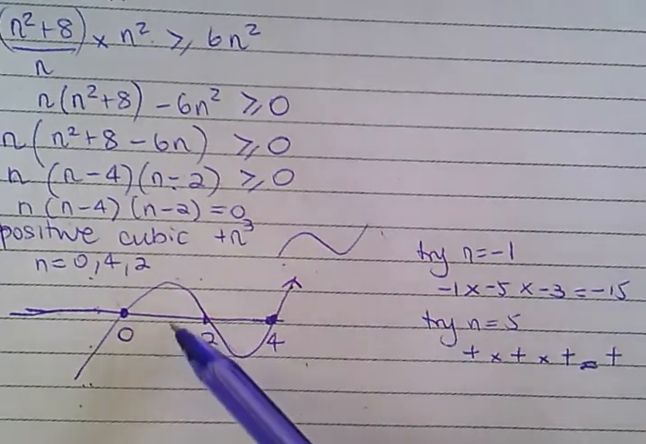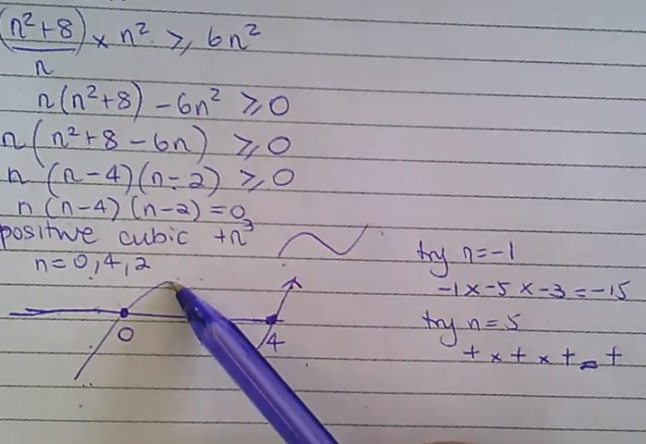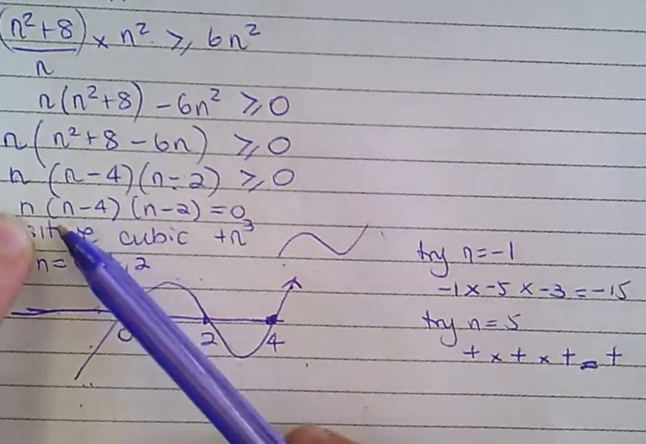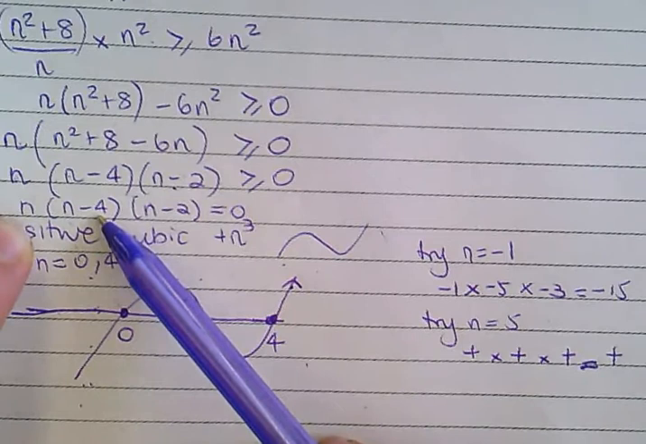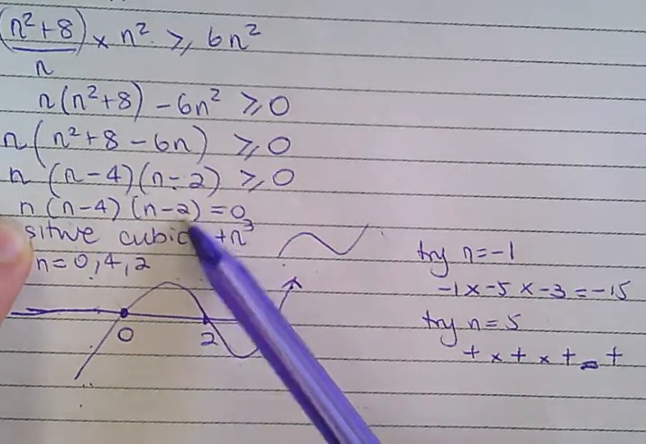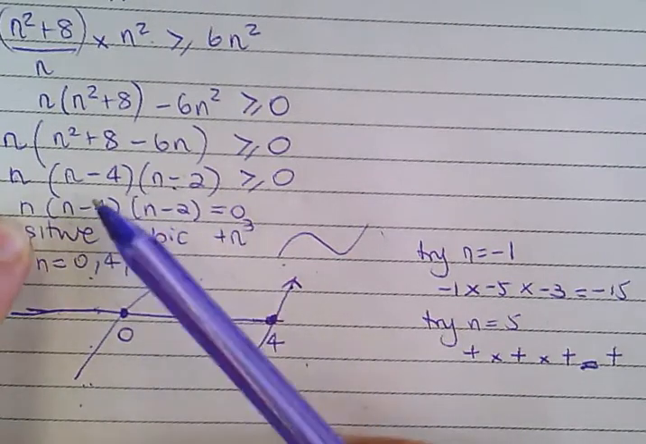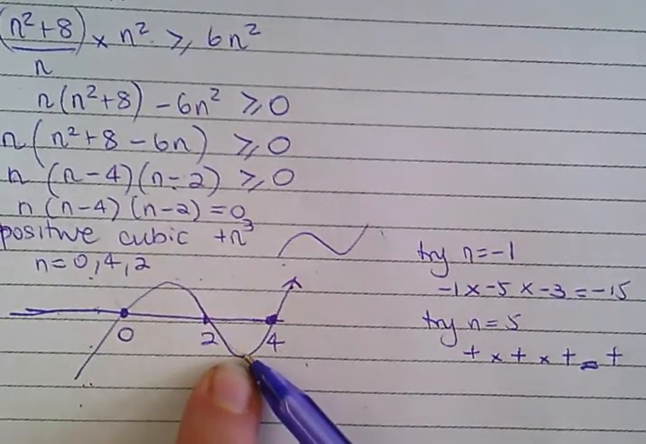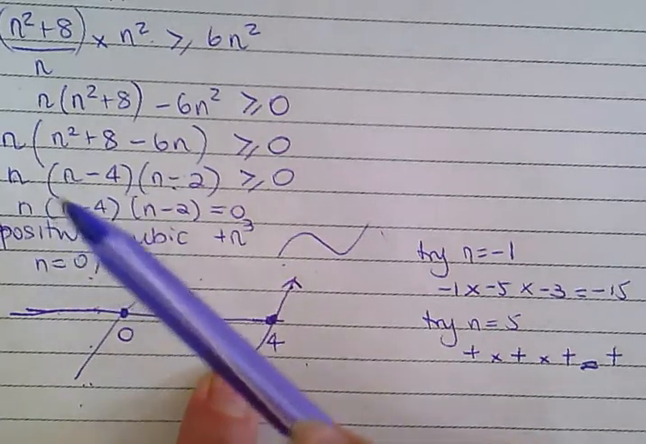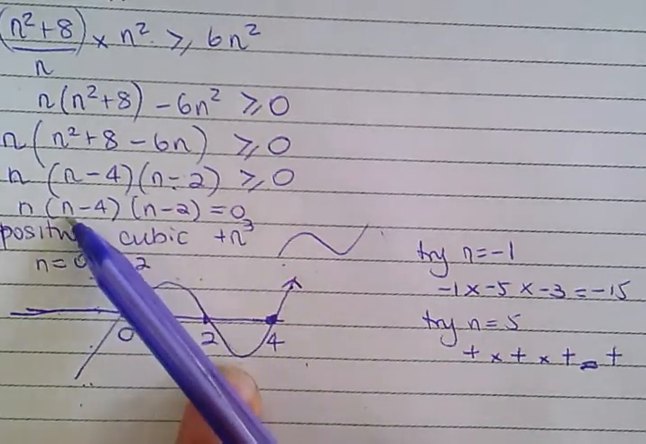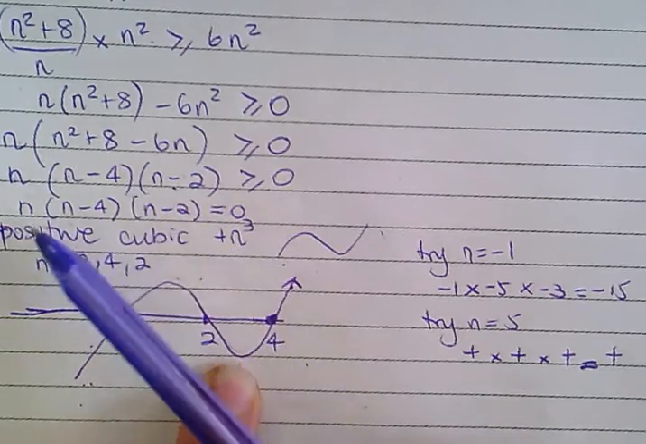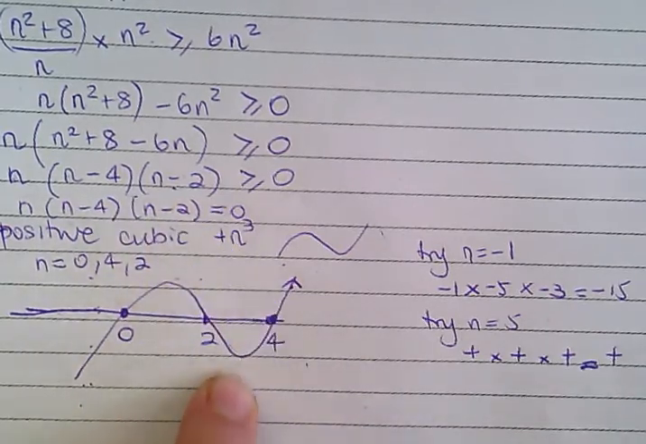That makes sense. If I tried n is 1, I should get a positive. Let me try. Positive, what's 1 minus 4? -3. 1 minus 2, negative. Positive times a negative is a positive. If I try n is 3, I should get a negative. Positive 3. So 3 times, what's 3 minus 4? That's negative. 3 minus 2 is positive. Positive times positive is a negative.